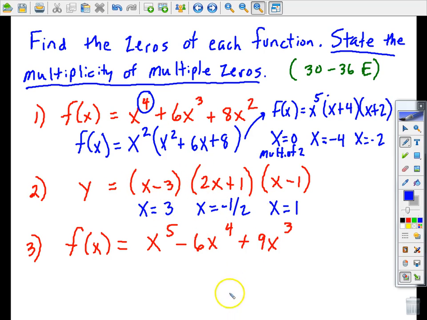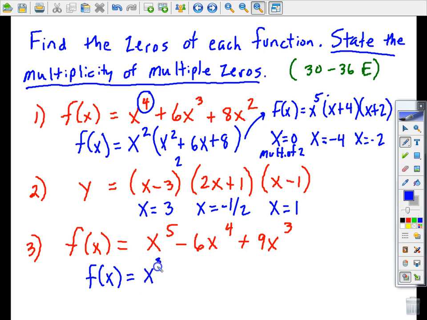On number 2, do any of the zeros have multiplicity? No. Do any of the zeros have multiplicity now? Yeah, 3 has a multiplicity of 2. You get it? All right, let's try number 3. Real fast. I think we can get through this. Who wants to factor this out for us? GCF? Reagan?